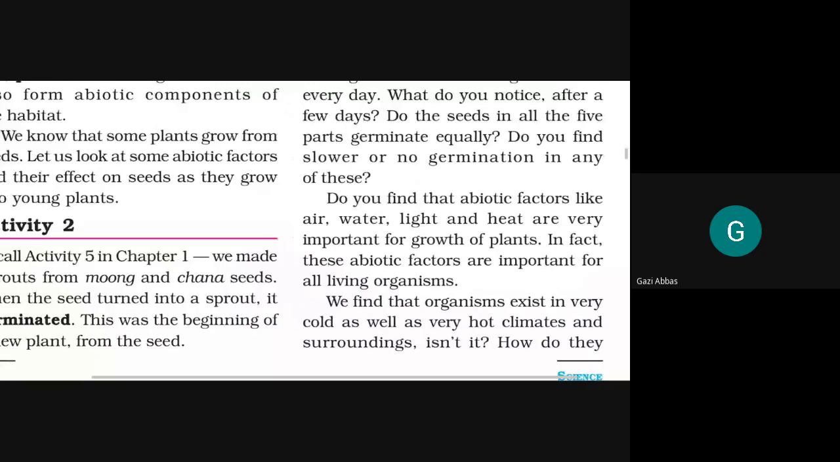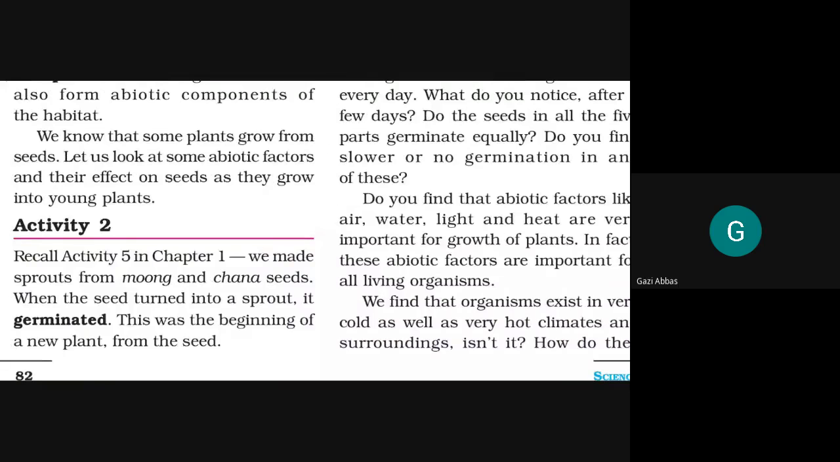Now we have to do activity number two. As you know, when seeds turn into a sprout, do you know what a sprout is? Sprout is when you soak grain for one day and then you rinse the water and put it in a little bit of sun. The small part is coming from the seed.